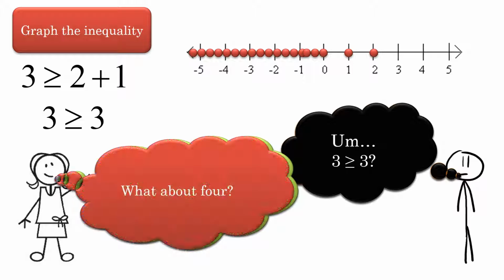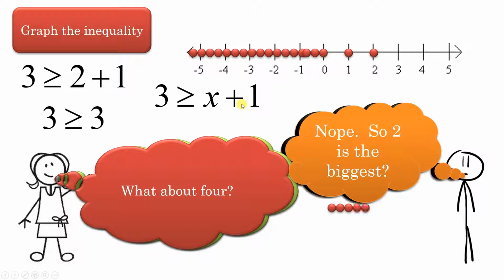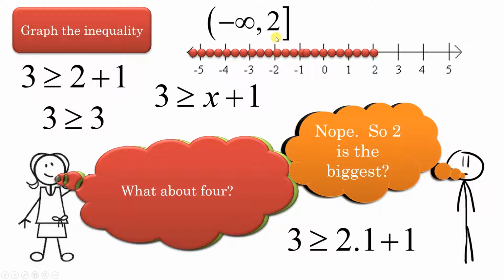That's on our graph. Now 4 doesn't work and 3 doesn't work because, well, how would they? 4 is already bigger than 3. If I'm adding something to it, then that wouldn't work. Looks like 2 is the biggest answer. So we think that maybe this is our answer right here, from negative infinity all the way up to and including 2.